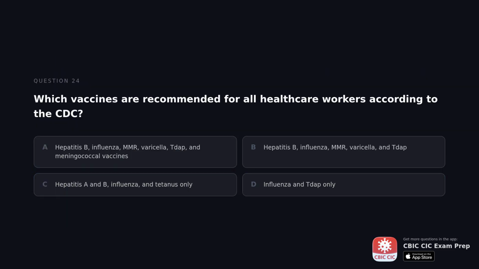Which vaccines are recommended for all healthcare workers according to the CDC? A. Hepatitis B, influenza, MMR, varicella, Tdap, and meningococcal vaccines. B. Hepatitis B, influenza, MMR, varicella, and Tdap. C. Hepatitis A and B, influenza, and tetanus only. D. Influenza and Tdap only.